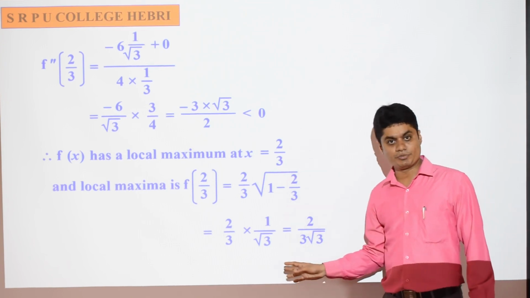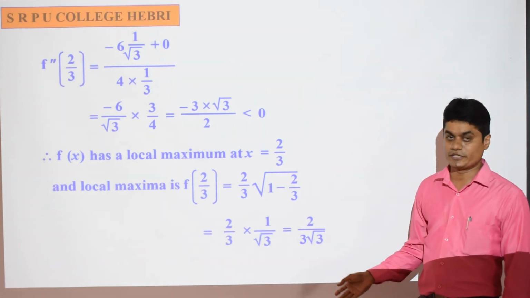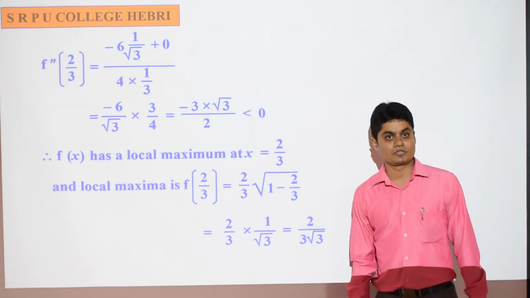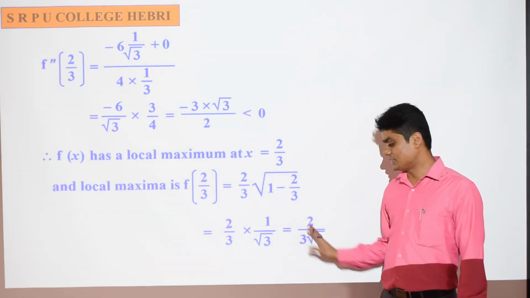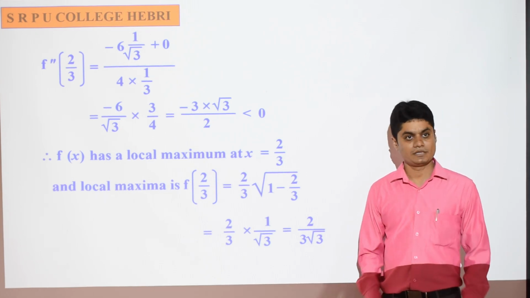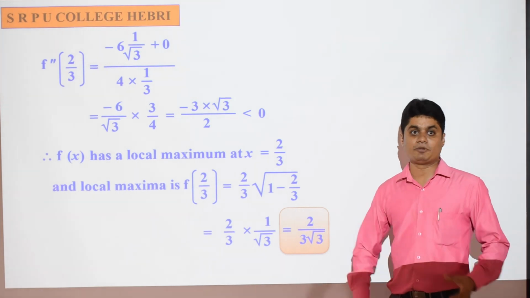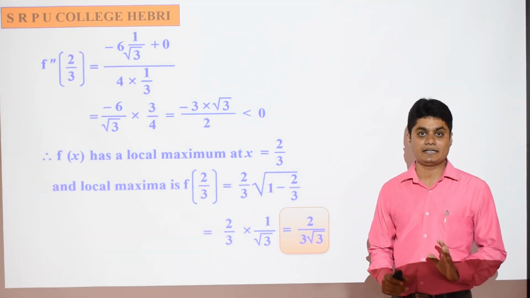So I hope you understood the concept, and this is not the first time we are solving this problem. Maybe around 10 problems already done, so definitely you know the concept about maximum and minimum. So local maximum is 2 by 3 root 3. I hope you understood. So already so many problems solved. If the problem is simple, in the next slide I'll give that as a homework problem.